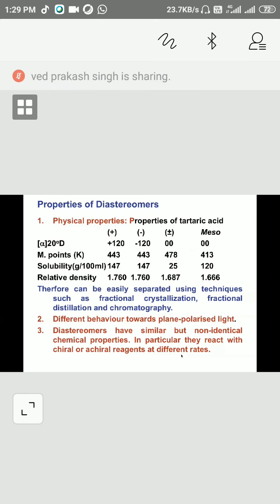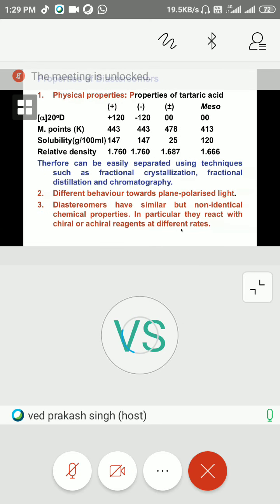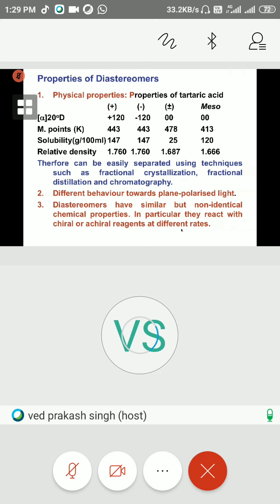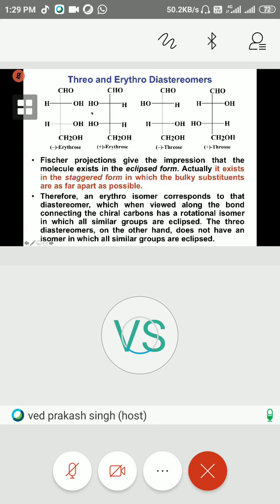Now, threo and erythro diastereoisomers. What is a threo or erythro isomer? You can see in this example, erythrose minus, threose plus, minus threose and plus threose. What is common here? The molecular formula is the same. The only difference is that in erythrose, the OH groups are on the same side, cis with respect to each other. In this, the OH groups are trans to each other. So this is the threose structure. This is the erythrose structure.